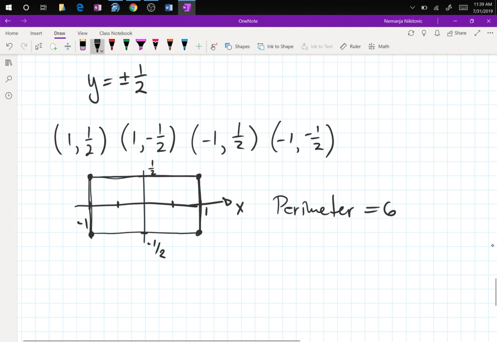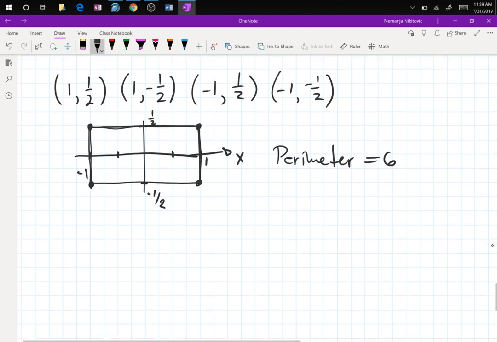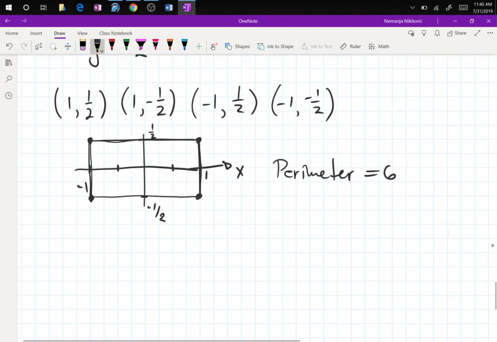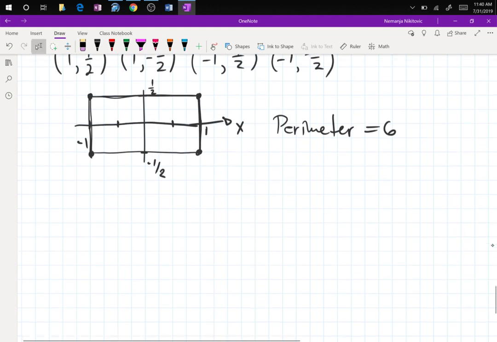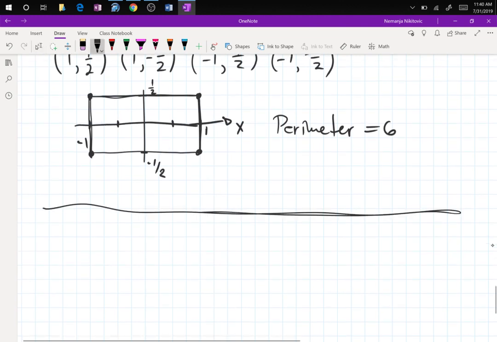So the maximum perimeter, given the constraint that the rectangle has to be inscribed inside that ellipse, gives us the perimeter of 6. So those are the 2 examples for 2D. Now let's go and take a look at x, y, z input.